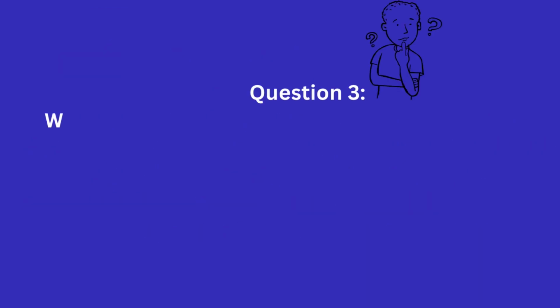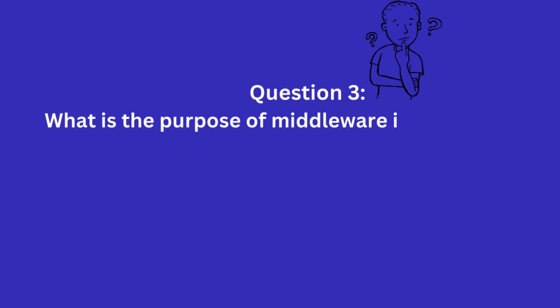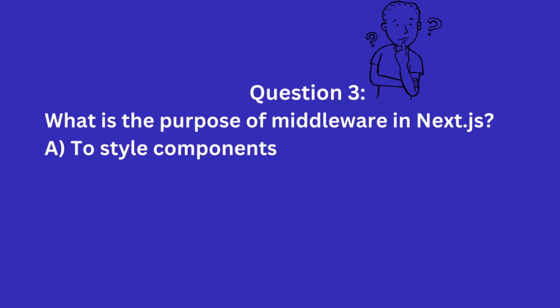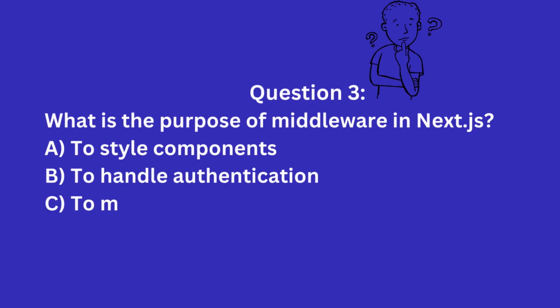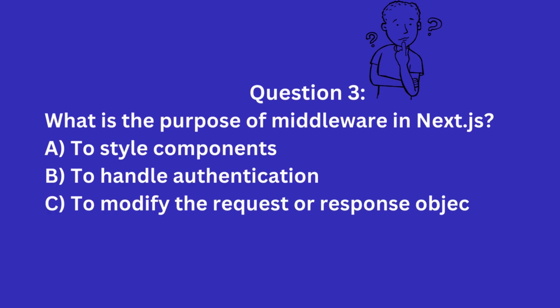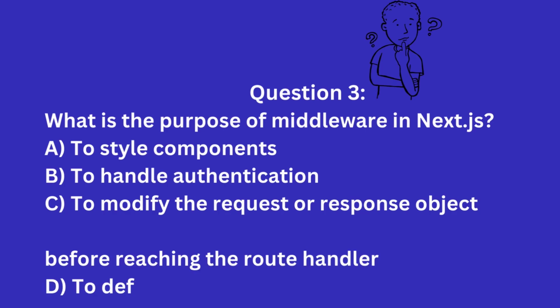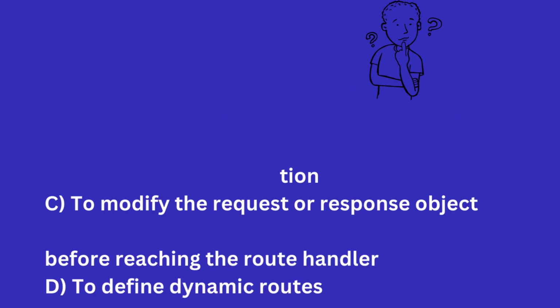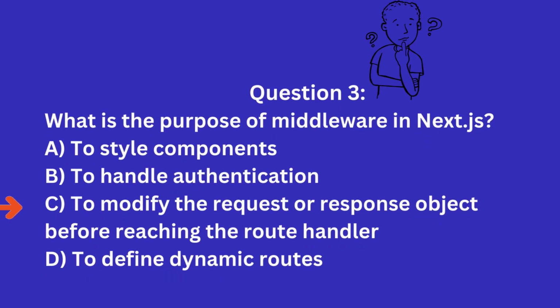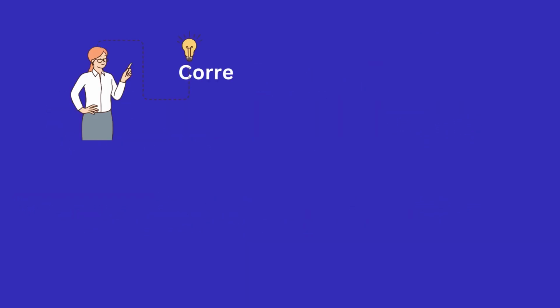Question 3. What is the purpose of middleware in Next.js? A. To style components. B. To handle authentication. C. To modify the request or response object before reaching the route handler. D. To define dynamic routes. Correct answer, C.